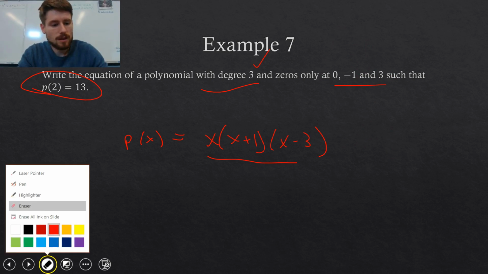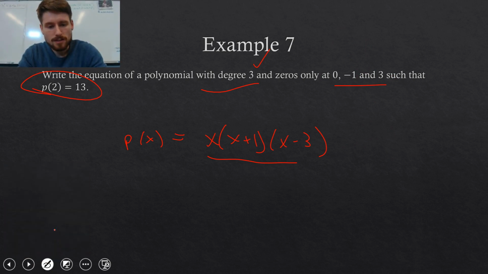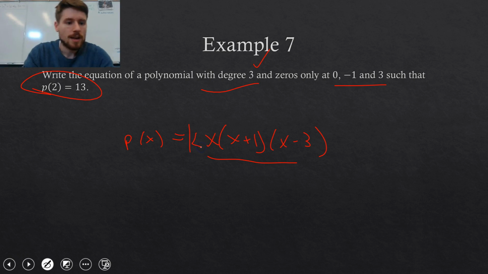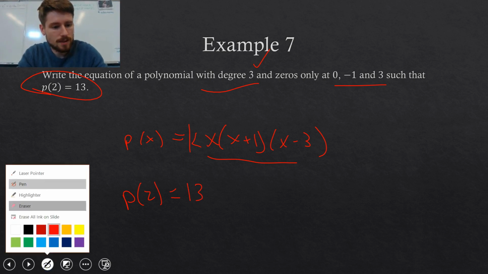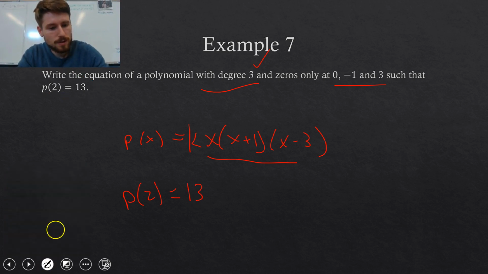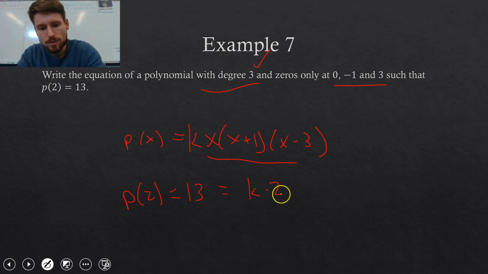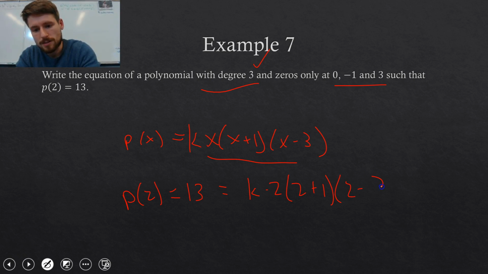So what I have to do is multiply by a constant. So we'll put a k in front, and then figure out what k needs to be so that if I plug 2 in, I get 13. So let's go ahead and do that. We know p of 2 is equal to 13 based off of this requirement. So we know p of 2 is 13, and I also know that it's equal to k times 2 times 2 plus 1 times 2 minus 3.